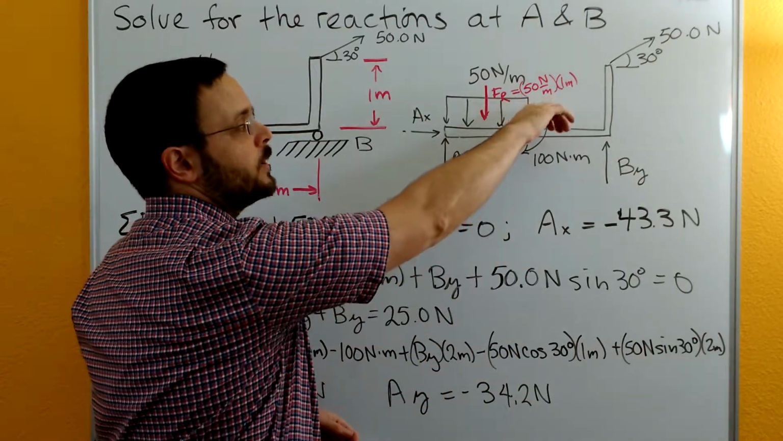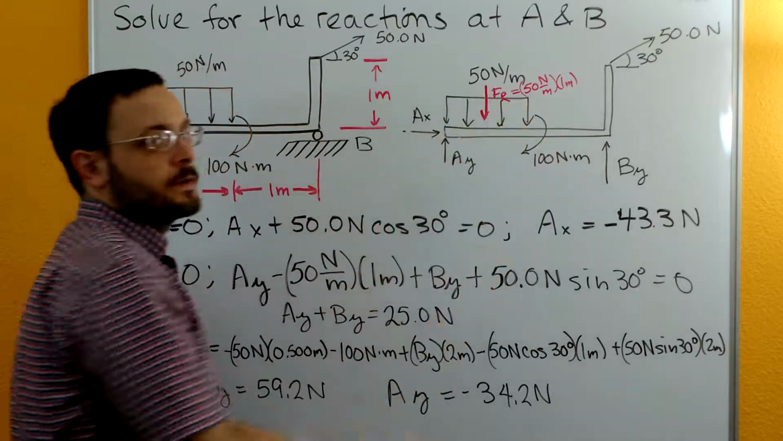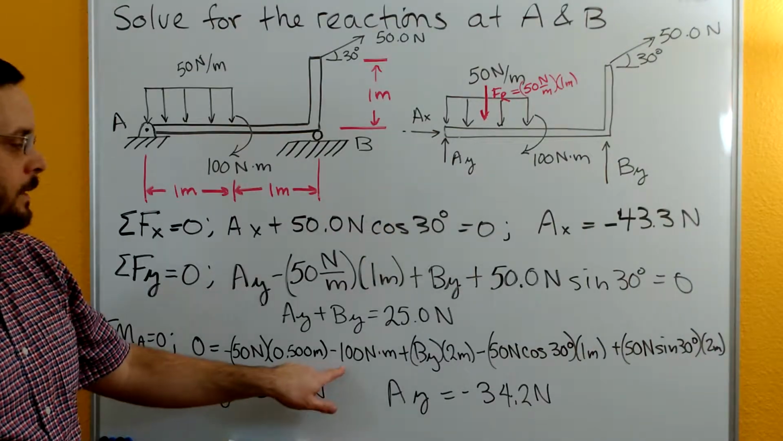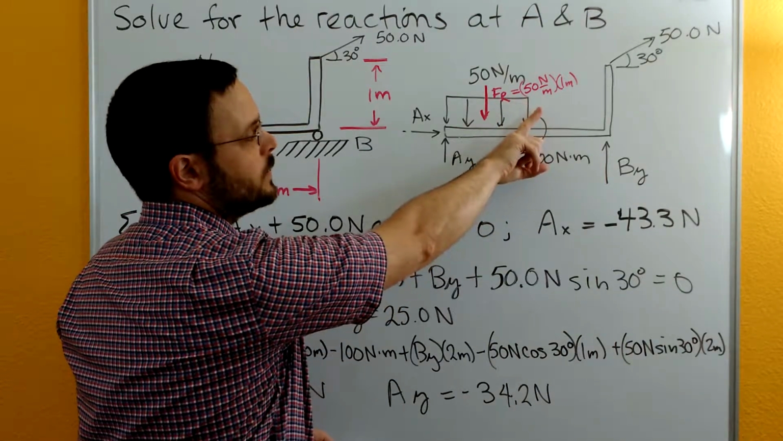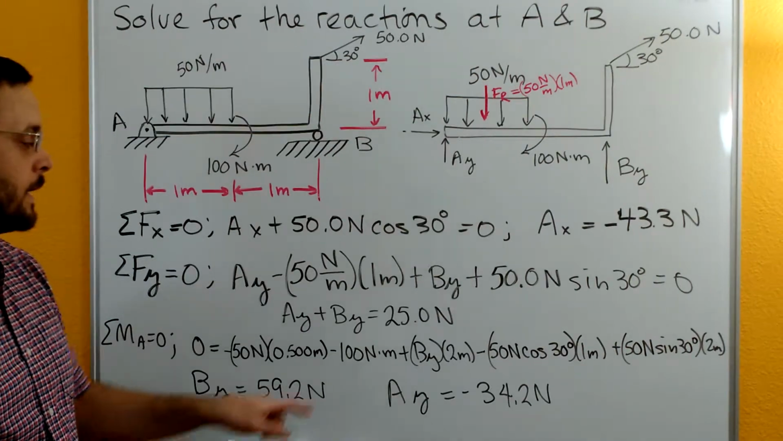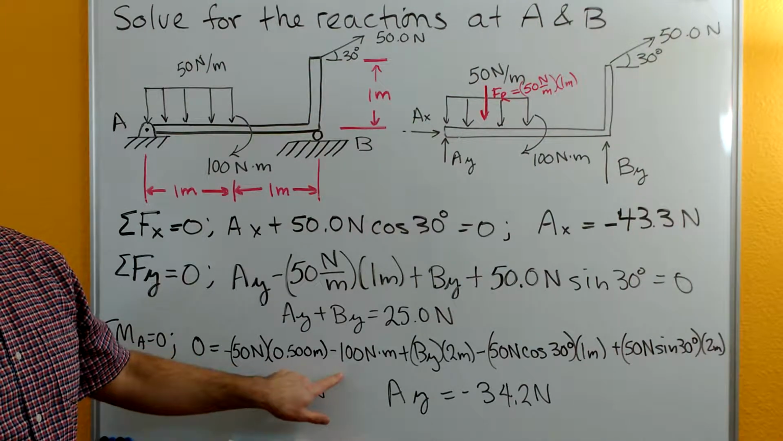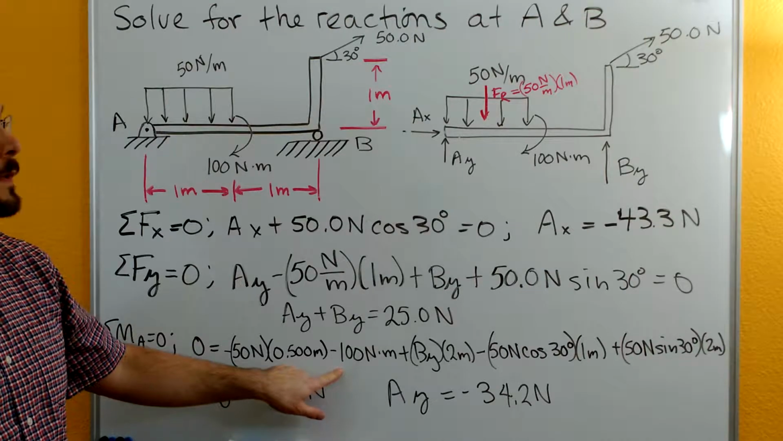Let's curl our fingers around in this direction. Makes our thumb go into the board, so that's a negative moment. It needs a negative sign. Let's think about the hand of a clock sweeping around in this direction. That's a clockwise motion. Clockwise is negative. So either way, we get that negative sign in front of the 100 Newton meter force.